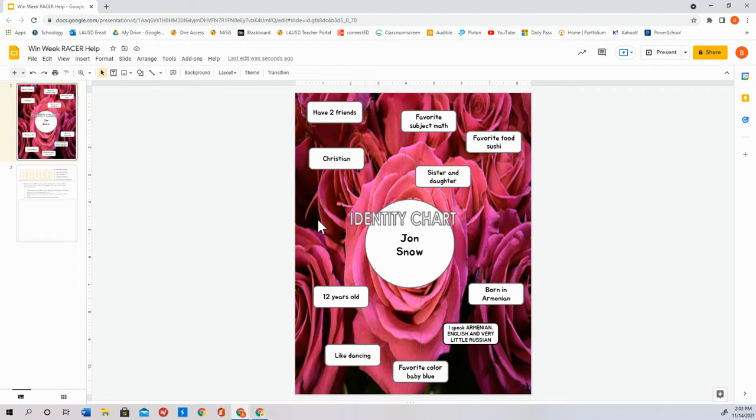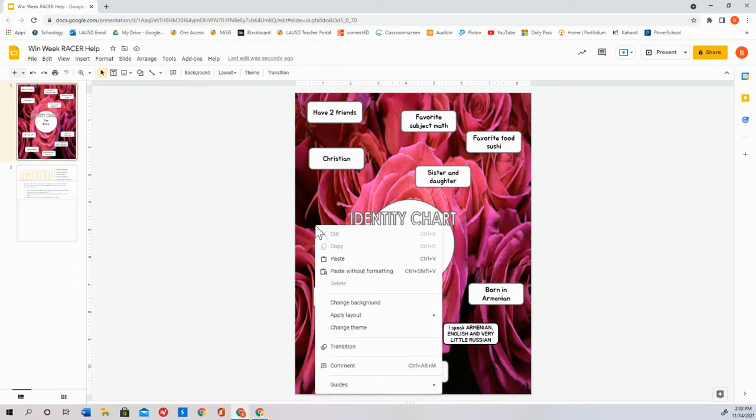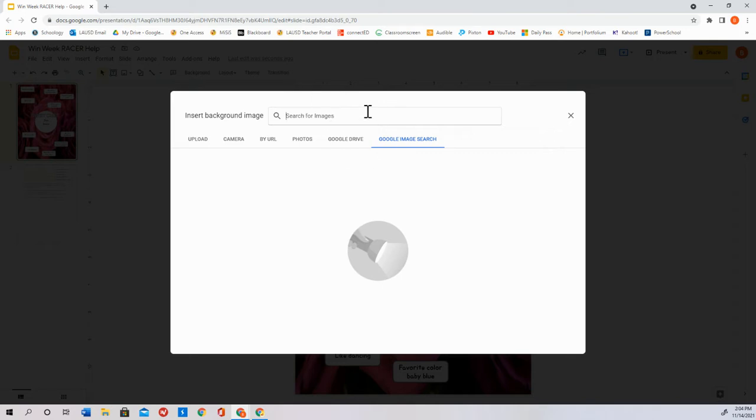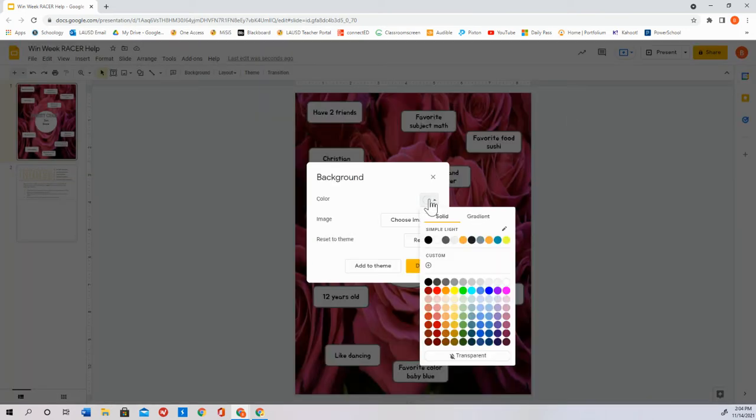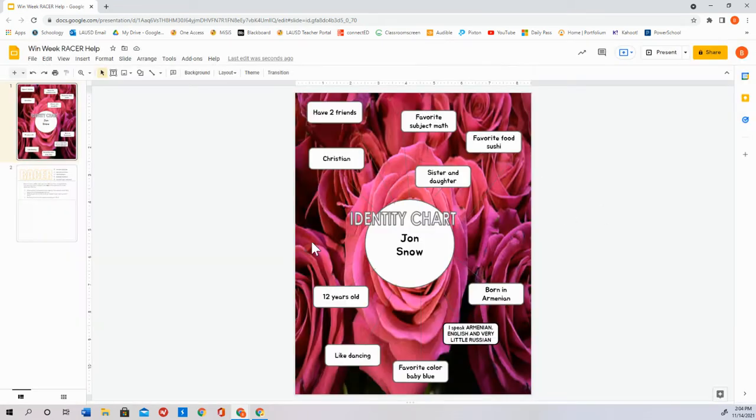Remember to change the background. Click over here, right click or push two fingers down to go to change background. And you can choose an image by doing a Google image search. You could search for whatever you want up here, or you can just change the color. I'm going to take off a point, but at this point, just get something in for me. Okay. This student example here has flowers in the background.